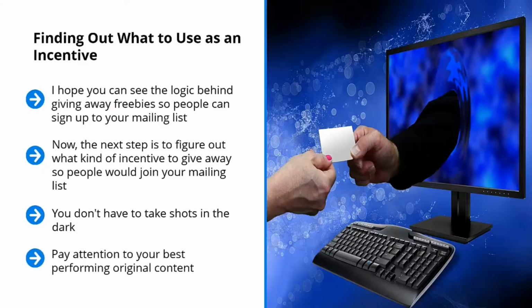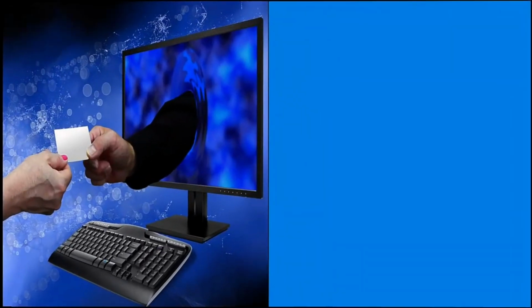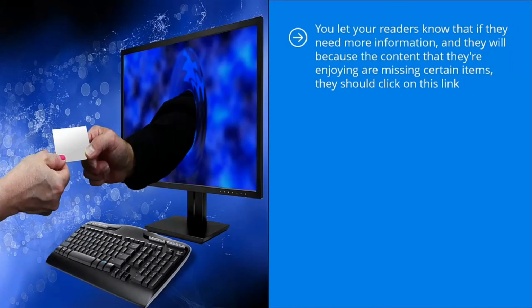Pay attention to your best-performing original content. Look at the questions they answer and look at the questions they fail to answer. This way, you can use your popular content as a launching area for your incentive content. You let your readers know that if they need more information, and they will because the content they're enjoying is missing certain items, they should click on this link. That link, of course, is your squeeze page. The squeeze page advertises your giveaway and lists out the reasons why people would want to download that giveaway.